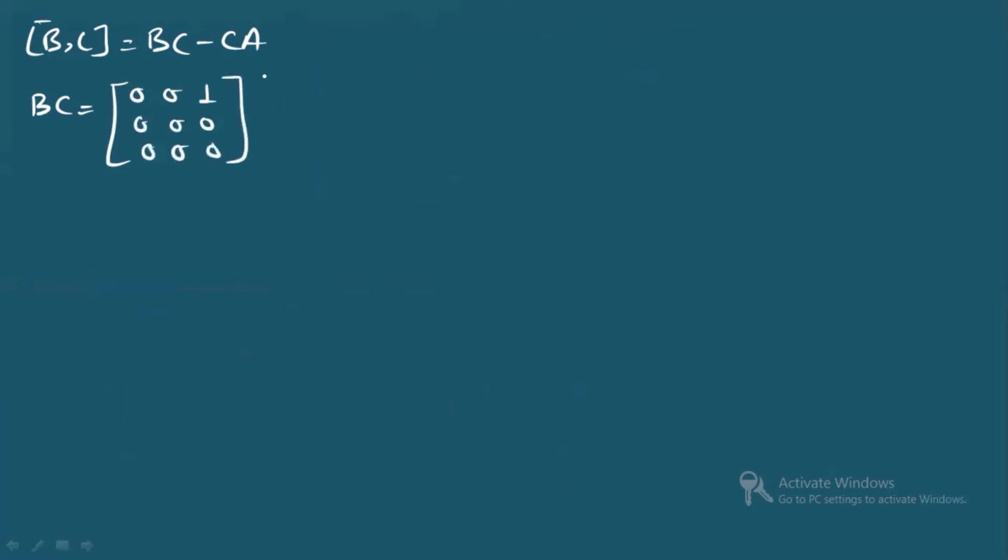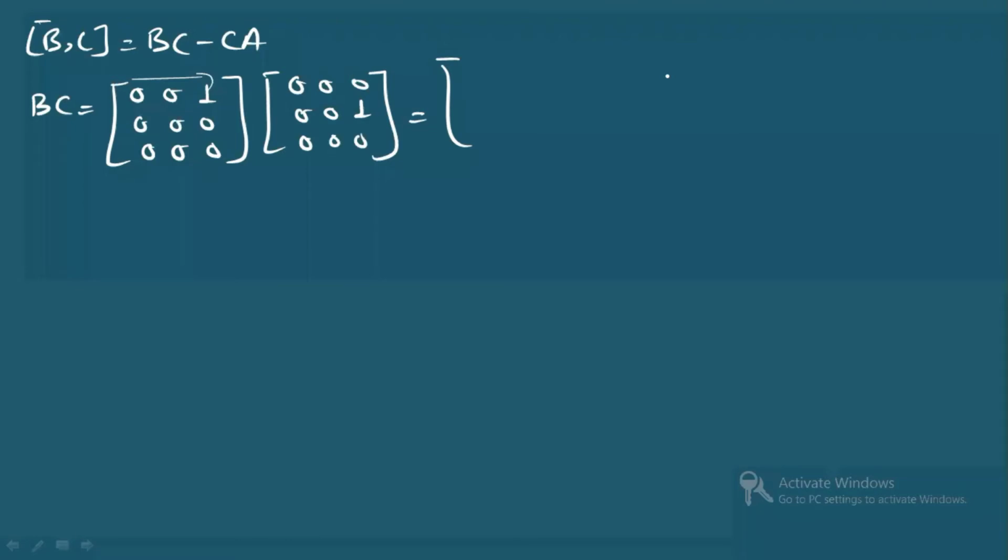Commutation of BC is equal to BC minus CA. So first let's find BC. B was equal to 0, 0, 1, and the rest of the elements were 0. And C has the first row 0, here 1, and the third row is also 0. So you will do the same thing. You will multiply this way: 0 into 0, 0 into 0, 1 into 0. So it's 0.